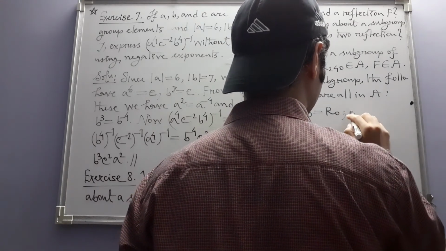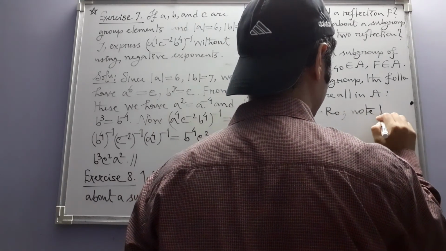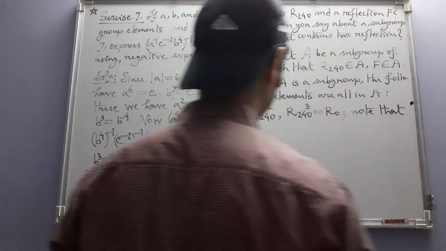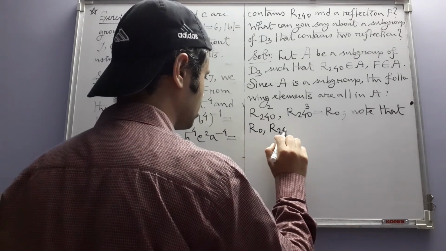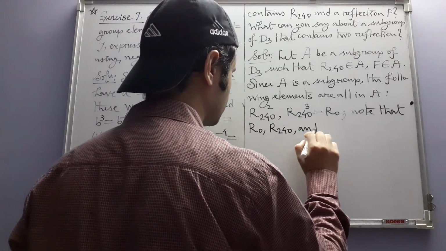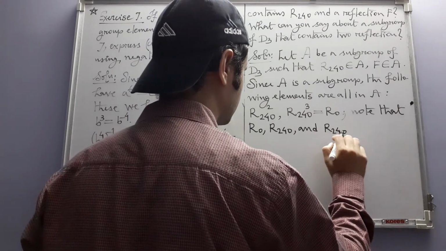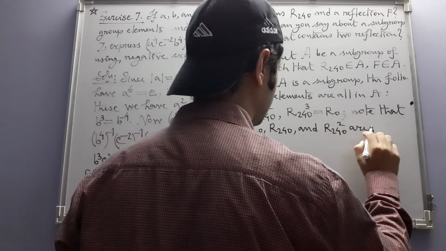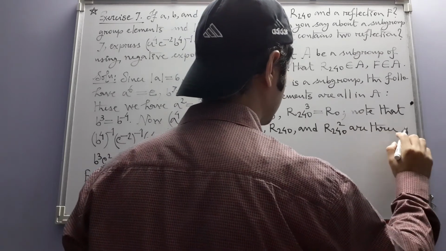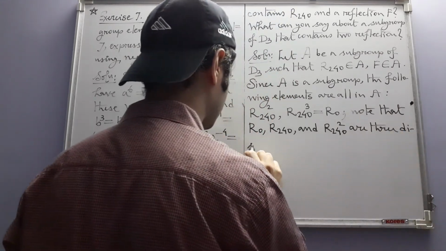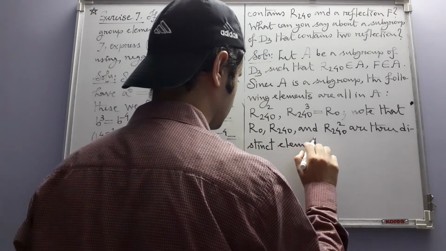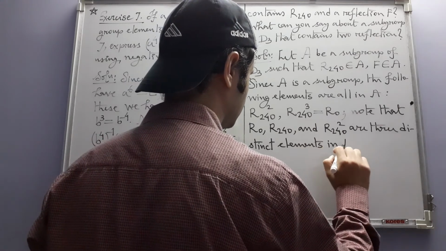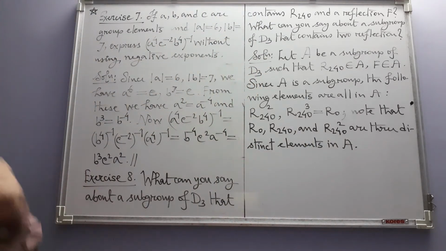So we can mention that. Note that R0, R240, and R240 square are three distinct elements in A, but it's given that A has F also.